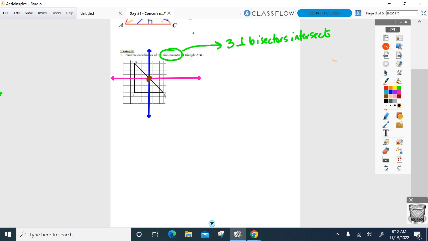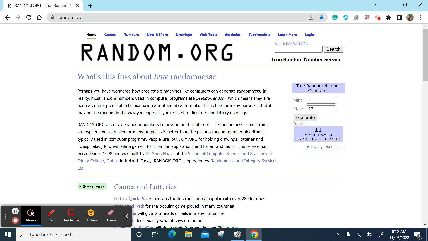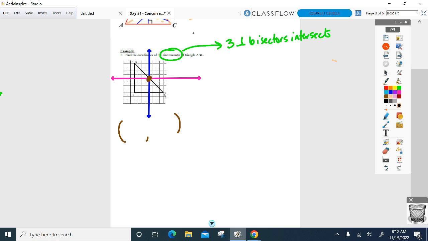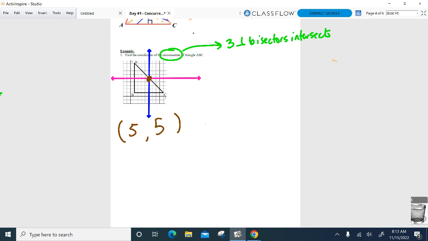We just have to figure out the coordinates. What are the coordinates of my circumcenter? Four. What are the coordinates of that circumcenter? Make sure you start at the origin, not point B. 5. Yep. 5. Got it. If you're asked to find the circumcenter, perpendicular bisectors. All right. Any questions? All right, another one coming up.